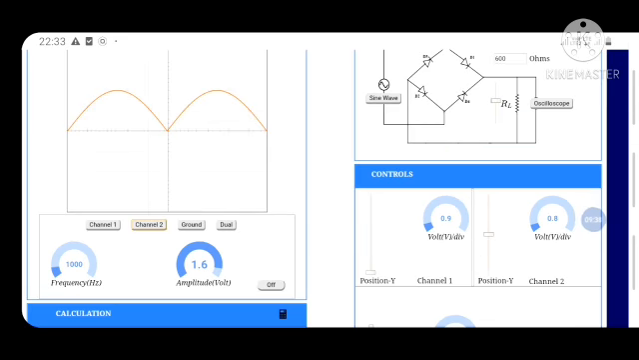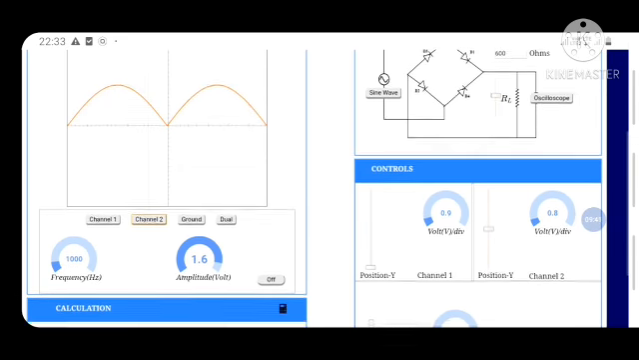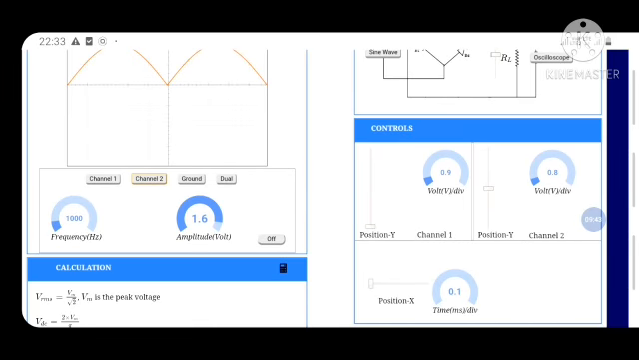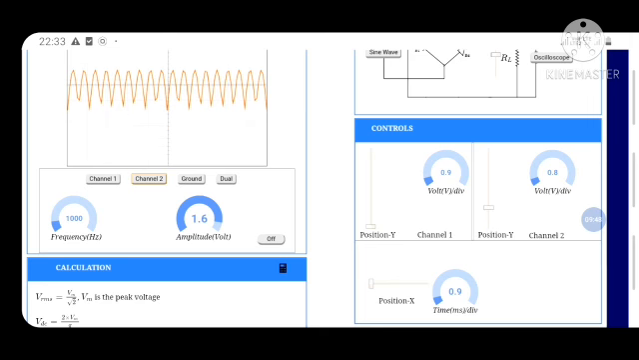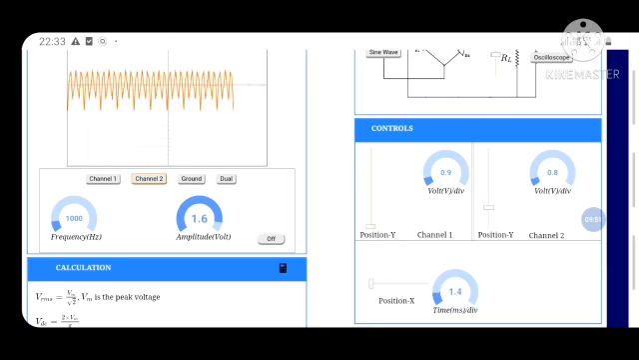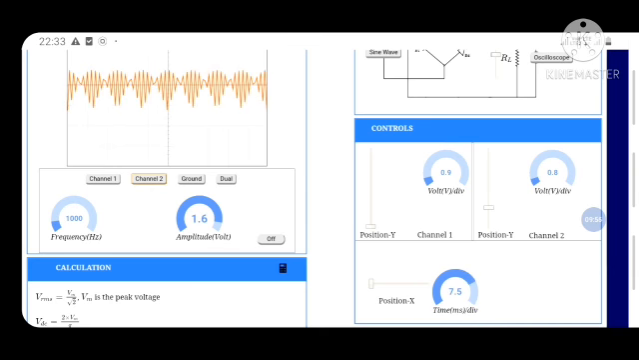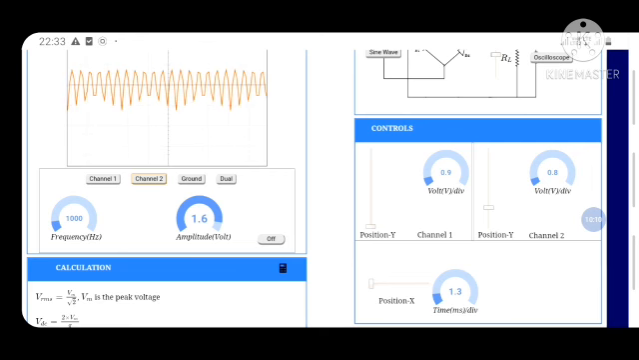Now try to fix the value of the amplitude of the input waveform and try to calculate the value of the ripple factor by using the equation given below. You have to calculate the value of the Vrms, root mean squared voltage, Vm by root 2, and the value of Vdc. Then you will be able to find out the value of the ripple factor. Now try to do this experiment by yourself and do the calculation part on your copy, and also write down the data on your copy.